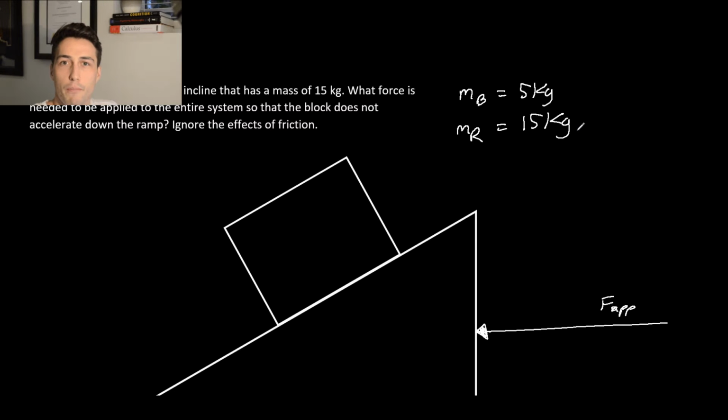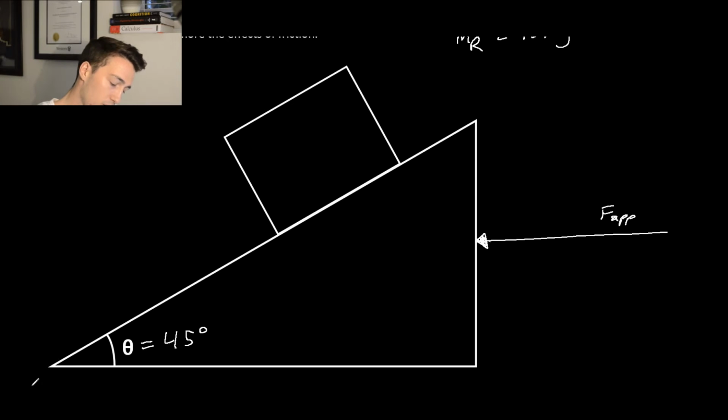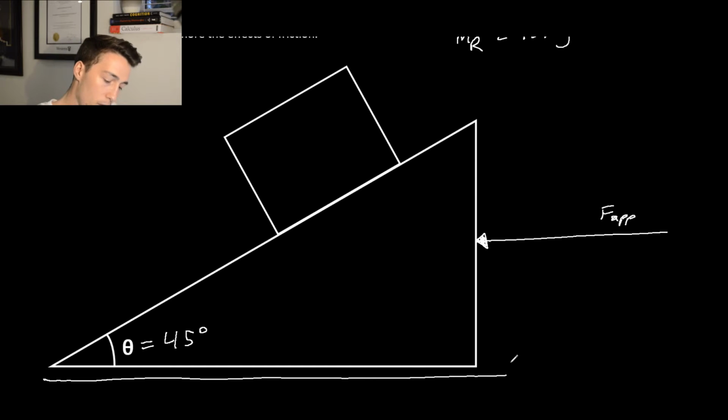So if you remember from the previous video, what I always say to do first is to define your coordinate system in the x direction of which it's going to be accelerating. So in this case, this whole system right here, the block and the ramp, are going to be accelerating to the left because this external force, or this applied force, is pushing both the ramp and the block. So it's going to be accelerating this way.